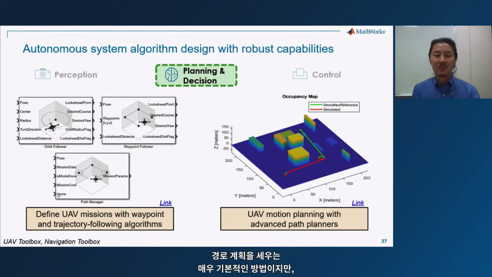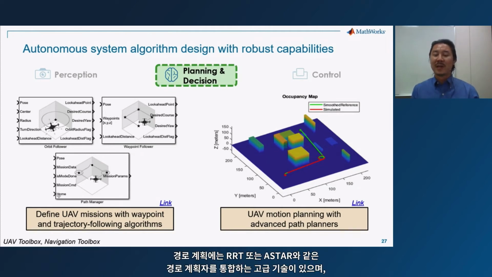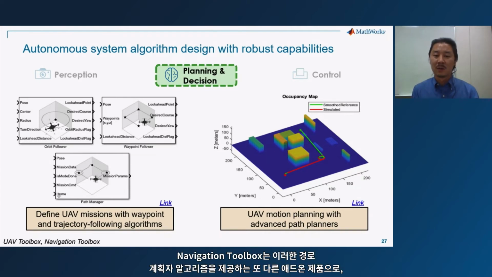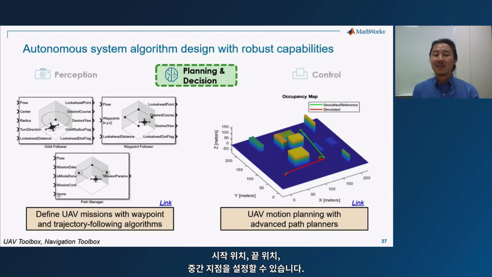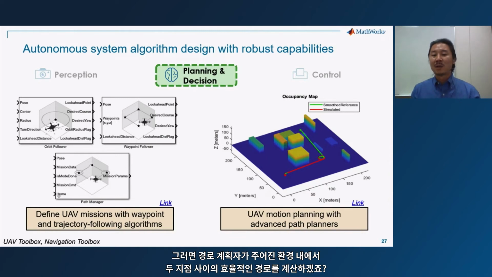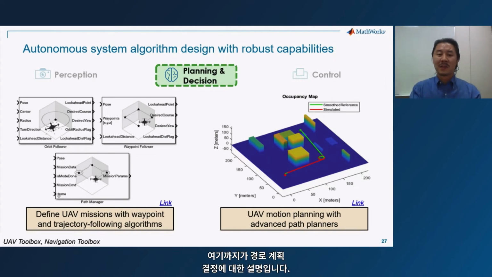It's a very basic way to do some path planning, but the add-on product UAV Toolbox provides capabilities to define these sort of missions, if you will. There are more advanced techniques for path planning as well that incorporate path planners such as RRT or A-star and others. Navigation Toolbox is another add-on product that provides these path planner algorithms so that you could set a start location and end location, perhaps an intermediate point as well. And the path planner would calculate an efficient path between those points within a given environment. Okay, so that is on the path planning decision side of things.